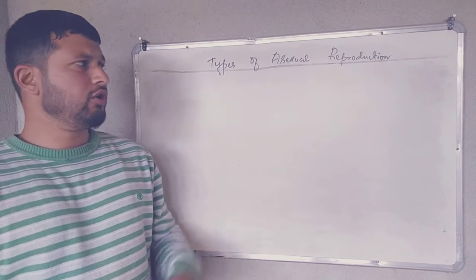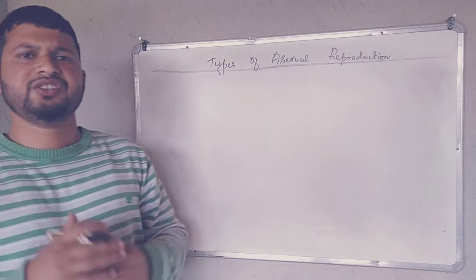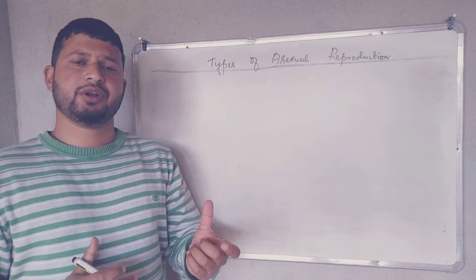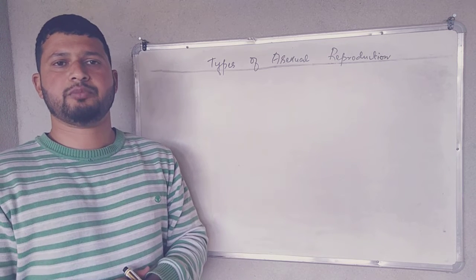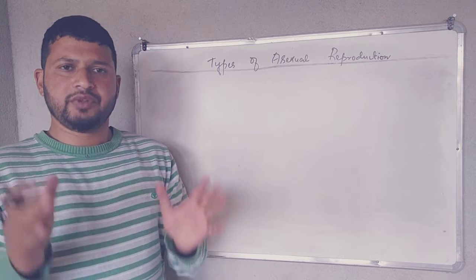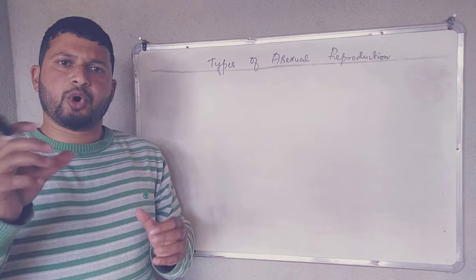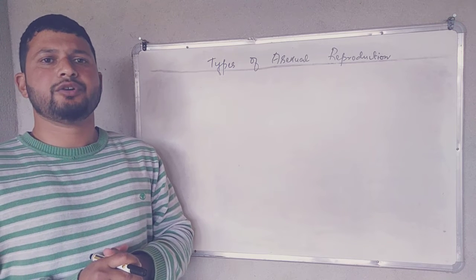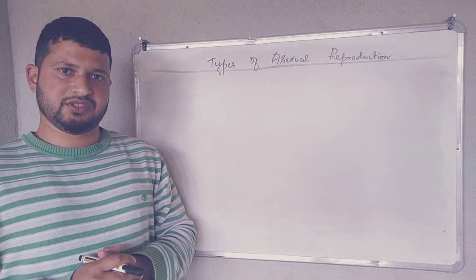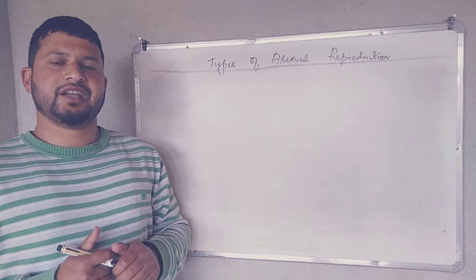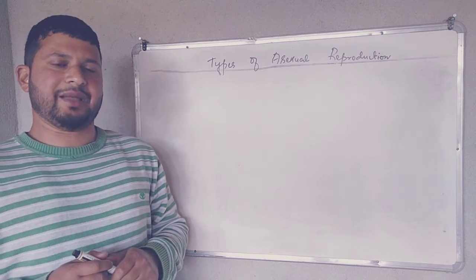Today in this video I will teach you about types of asexual reproduction. As I mentioned in my previous video, asexual reproduction is that type of reproduction in which the new organisms are formed from a single parent without the fusion of the gametes. Actually, the body of these organisms undergoes several mitotic divisions to produce the new organisms. This asexual reproduction takes place in several ways. Let us discuss those types.